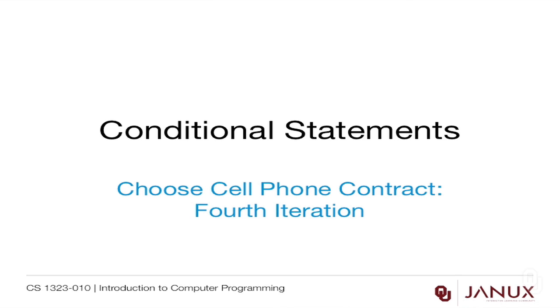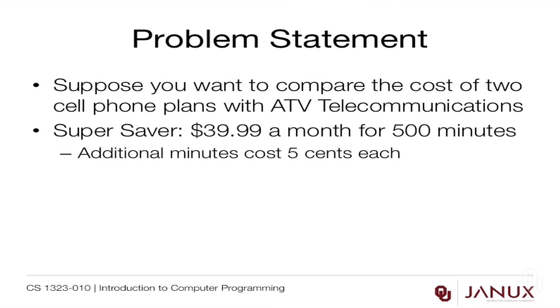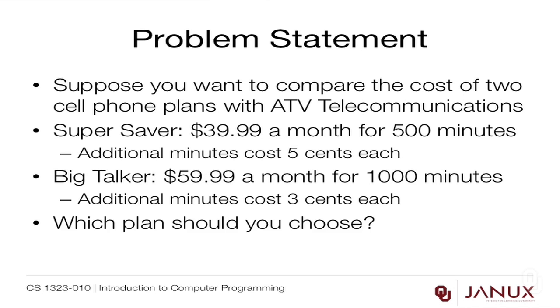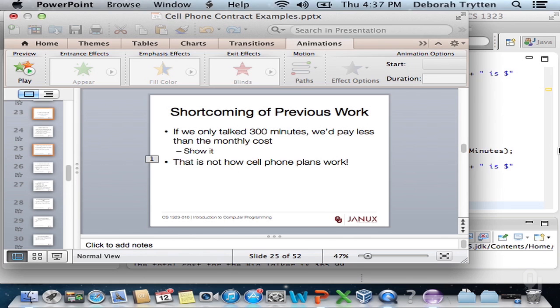Now let's improve our program with conditional statements. You probably remember the problem statement. We're still comparing the cost of two cell phone plans from ATV Telecommunications. We have our Super Saver plan and our Big Talker plan, and we need to consider which plan we're going to choose. Remember, a shortcoming of our previous work was that if we only talk 300 minutes, we'd pay less than the monthly cost. Let's go to Eclipse and show that so you can see it.